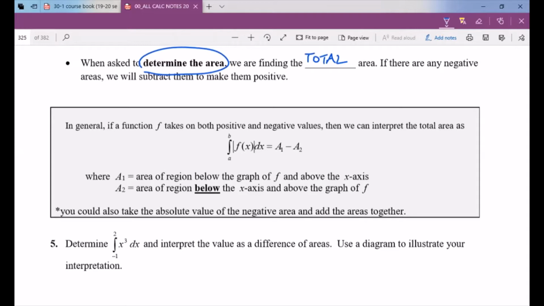We're going to call it A1 minus A2. If A1 is your area region below the graph of f and above the x-axis, so A1 is going to look like this. It's below your graph of f and above the x-axis. A2 is going to be a region that's below the x-axis and above the graph of f. What we will do is we will subtract that A2 because it ends up being a negative amount.